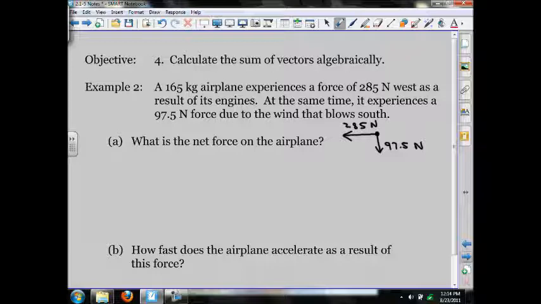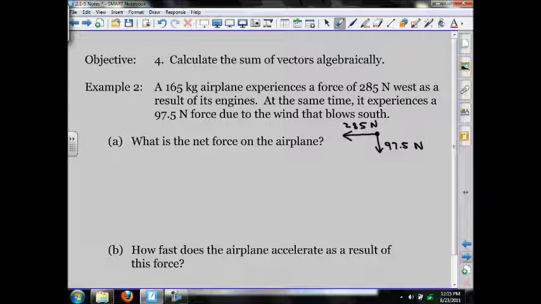In order to find the net force, now we're adding them. All right, we could do it graphically. We could measure out 285 centimeters or millimeters or something, 97.5, line it up, measure how far that is, measure the angle. All right, it's much easier to do it algebraically, especially once we have more than one vector and they're not all due north or southeast.